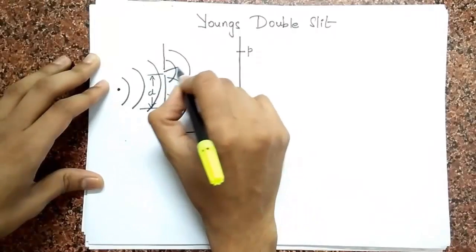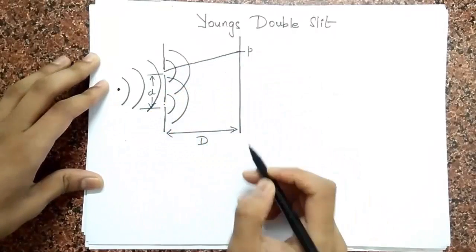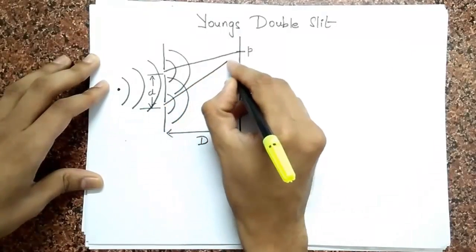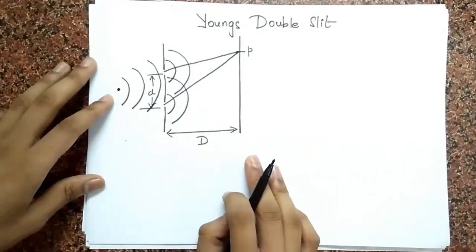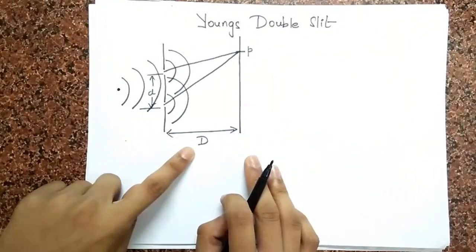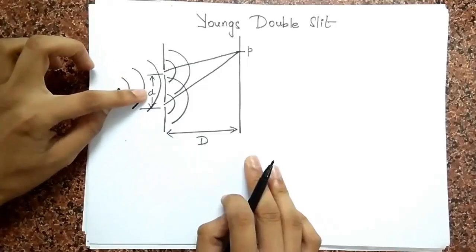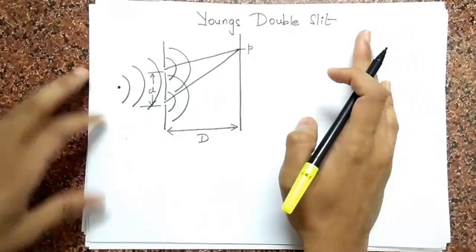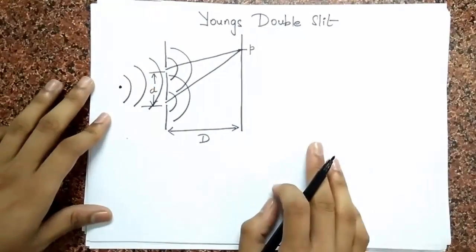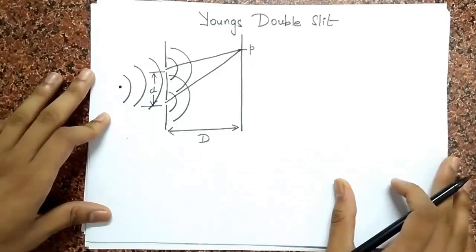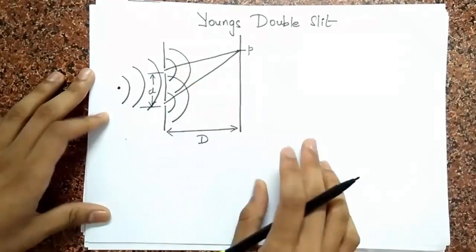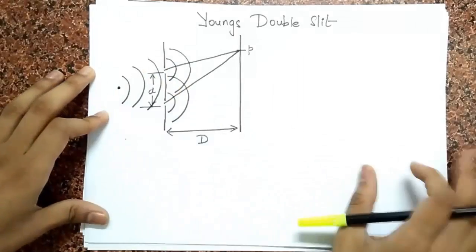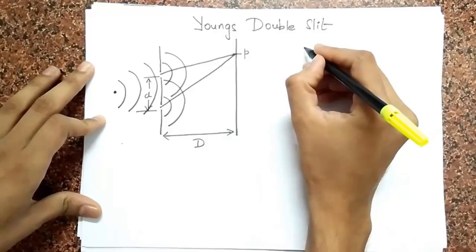Then this wave would have traveled over here, traveling some distance. This wave would have traveled over here, traveling some distance. Now if this D is very large compared to this one, meaning that this screen is far away compared to the distance between the slits, then we can do some assumptions. We can say that these two rays of light are almost parallel to each other. So if I zoom in on this section, what I will get is somewhat like this.